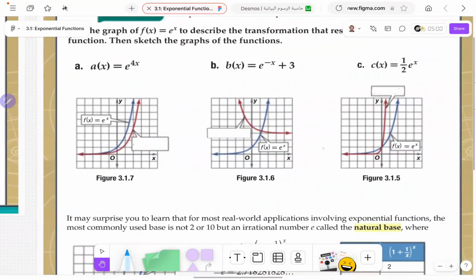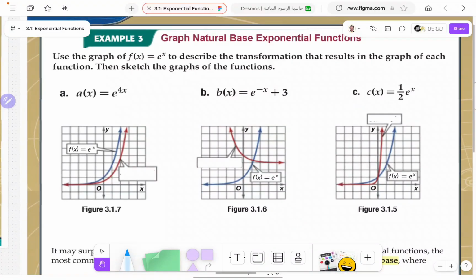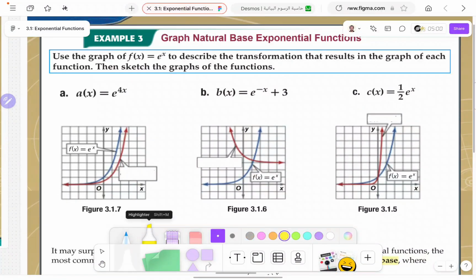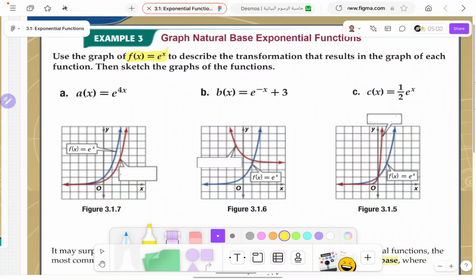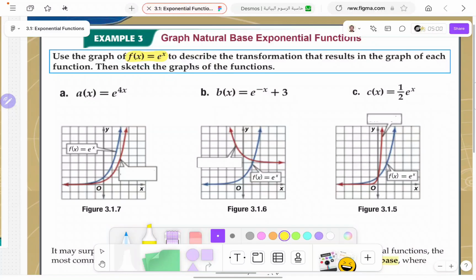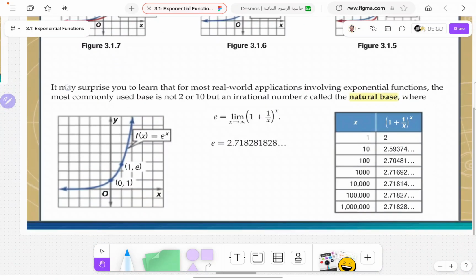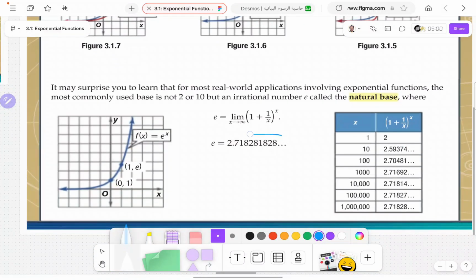Now, let's do more questions. The main question here is f of x equals e to the power of x, which is the natural base exponent. e means 2.7, so it should be 2.7 and so on to the power of x. So it's just an exponential function with a base of a decimal number, not a big difference.